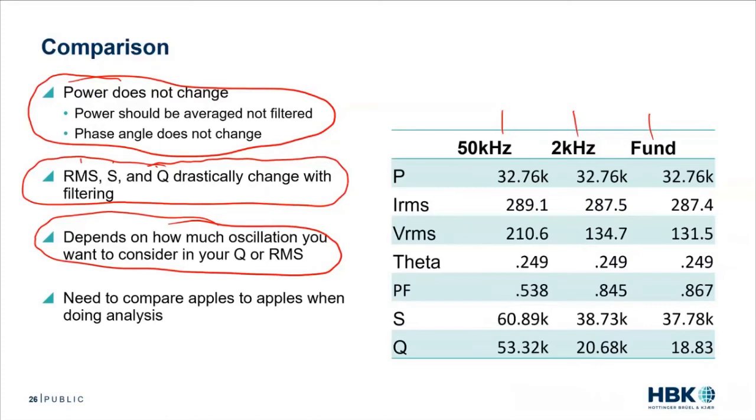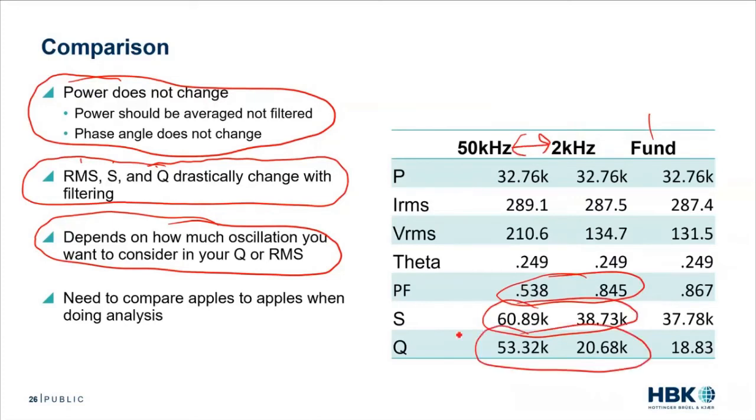Because if you want to compare the 2 kilohertz filter with the 50 kilohertz filter, you're going to ask a lot of questions because these numbers are drastically different. So please just keep in mind that you need apples to apples when doing analysis, whether it's models, whether it's previous data, whether it's historic data, whether it's different equipment. If you start asking questions, you can probably start figuring out the answers to what you're looking for.